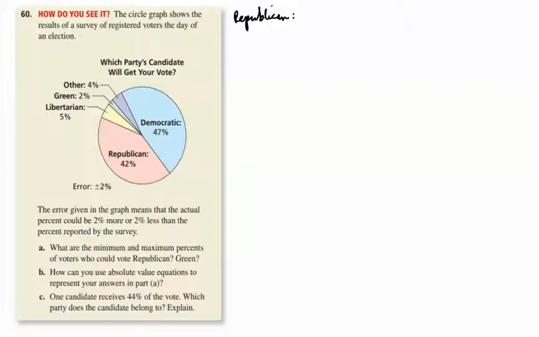So I'll make a number line, and it could go from 40 up to 44 with our center at 42, and that would give us a distance of 2 away from the center on both sides.